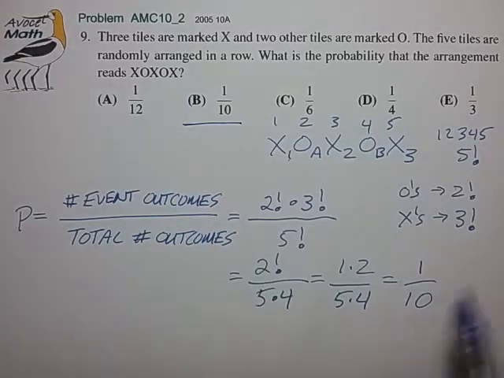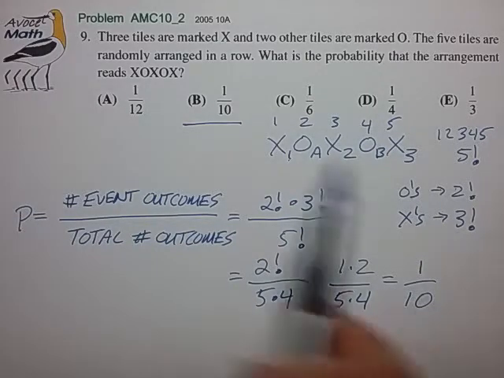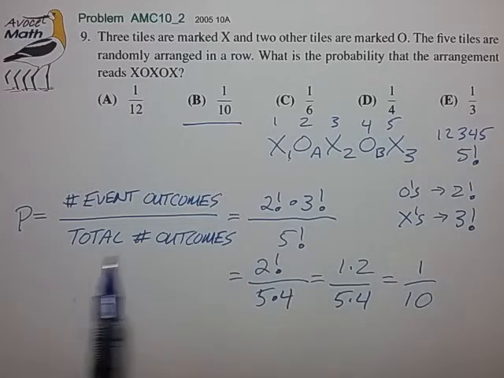Anyway, this is not quite the same way that the problem was described in the published solution, but I just wanted to point this out, that you can use this basic ratio formula for almost all AMC probability questions.